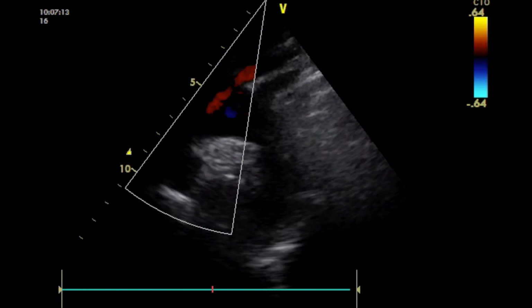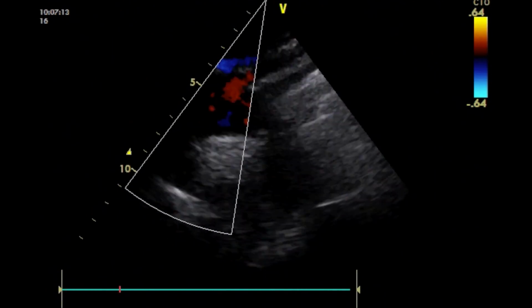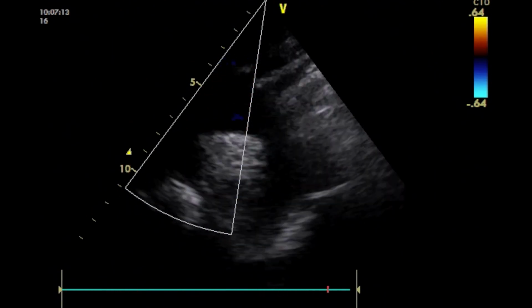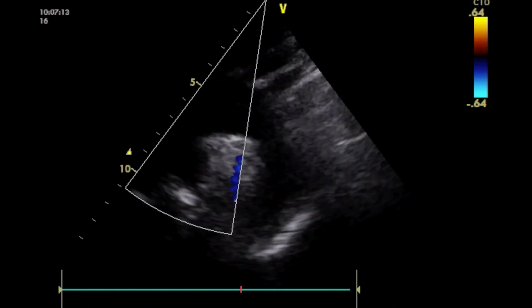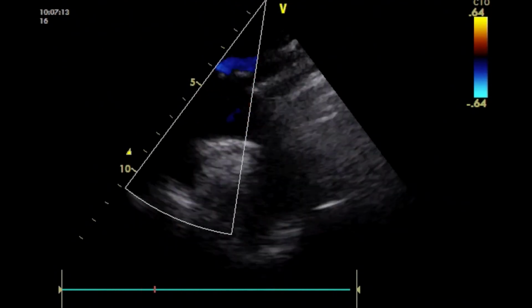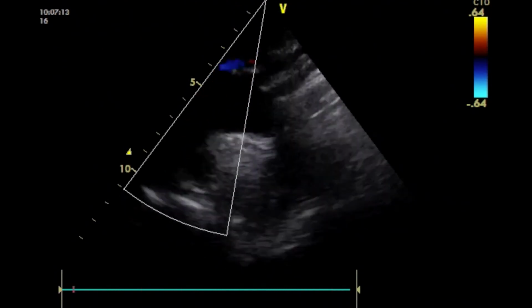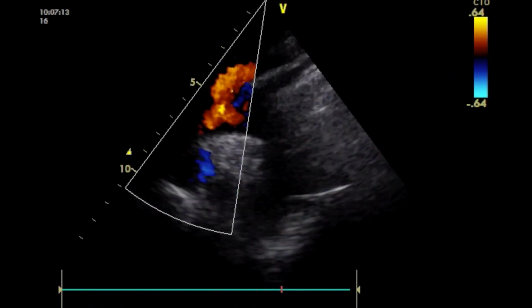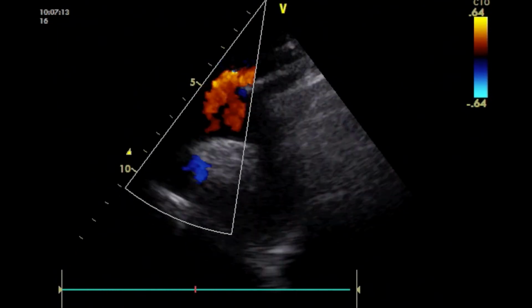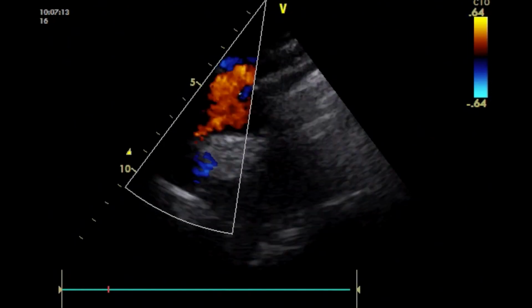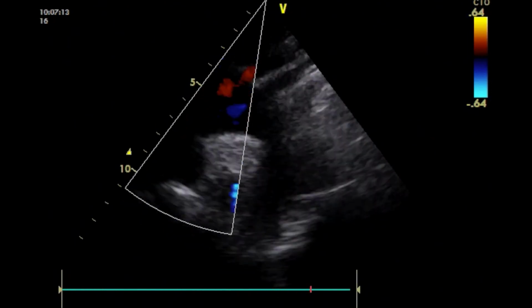Here's a dynamic view of the aortic arch, and I put some color across it. You can do this too. Just push the color flow button or CFM button. And the mnemonic for this is BART, blue away, red towards. Red indicates flow towards your transducer.